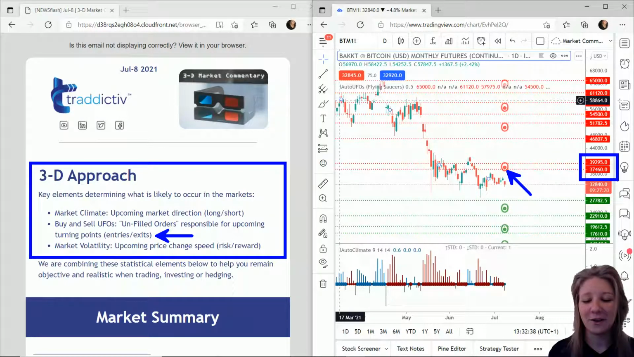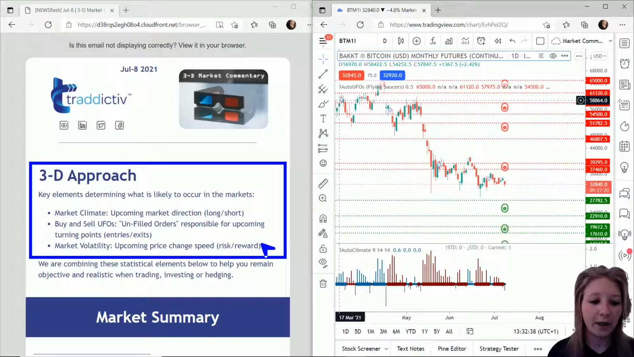So again, it's helpful to use a piece of technology that highlights for us and shows us where the buyers and sellers are. AutoUFOs is a paid for app, so depending on which platform you use depends on the price. For TradingView that I'm looking at right now, $34 per month.